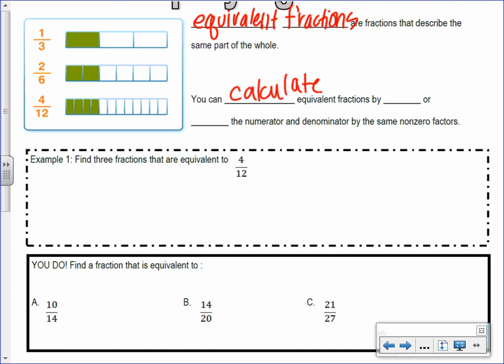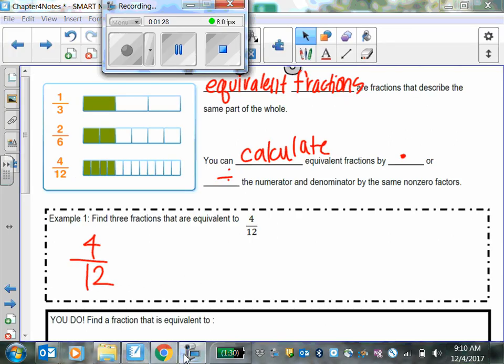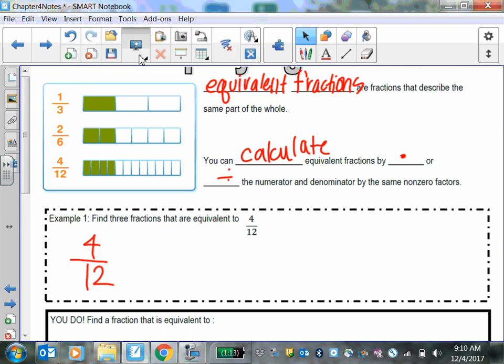All right, so you can calculate equivalent fractions by either multiplying or dividing the numerator and the denominator by the same non-zero factor. So in other words, you can't divide by 0. That would be pointless. You're not going to get anywhere. You can either go up or you can go down. It doesn't matter. So right now at your table, find 3 fractions that are equivalent to 4/12. Make 1 be lower and 2 can be higher. So hopefully, I'm just going to go down.